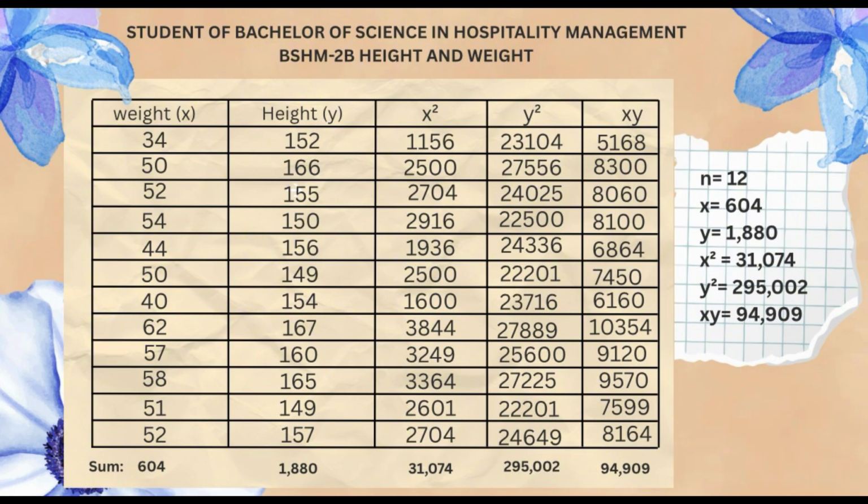After computing all the values, we add them up. So the sum of n is 12, the sum of x is 604, the sum of y is 1,880, the sum of x squared is 31,074, the sum of y squared is 295,002, and the sum of xy is 94,909.